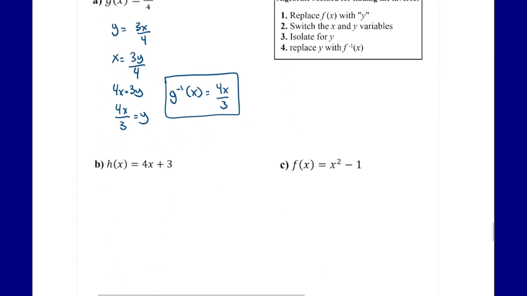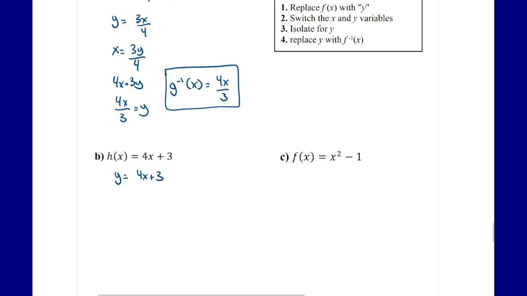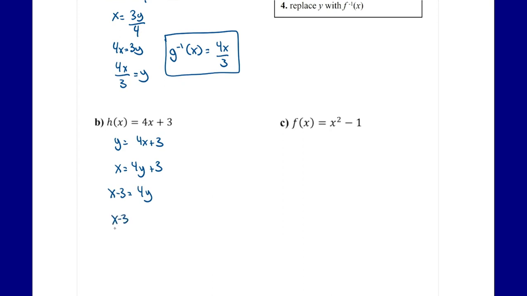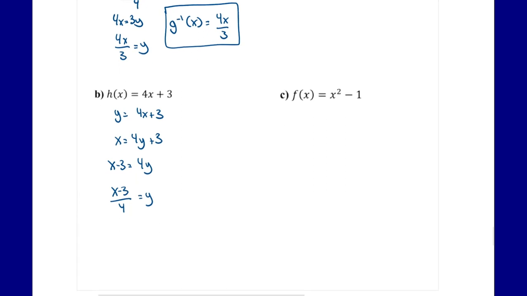Let's try it for b. So y equals 4x plus 3. Now I'm going to switch the variables. So x equals 4y plus 3. Now I'm going to solve for y. So I'm going to bring the 3 over. x minus 3 equals 4y. Divide everything by 4. x minus 3 divided by 4 equals y. Okay, now I have isolated for y, so I can rewrite this. I can replace the y with the inverse of h at x, which is equal to x minus 3 divided by 4.